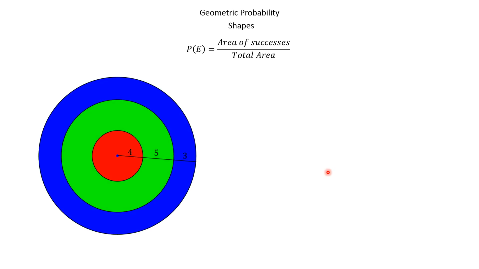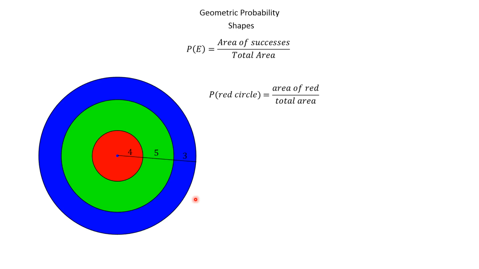Here, we could have a target. So we have a target where this distance is 4, the distance here is 5, and the distance here is 3. We can find the probability of hitting a bullseye, getting it in the red circle. So it's going to be the area of success, the area of the red circle, divided by the total area, the area of the whole big circle. So if I throw a dart at random, assuming I have absolutely no skill in throwing darts, which is a fairly safe assumption, what's the probability I get a bullseye?